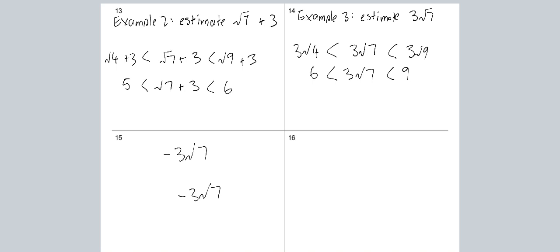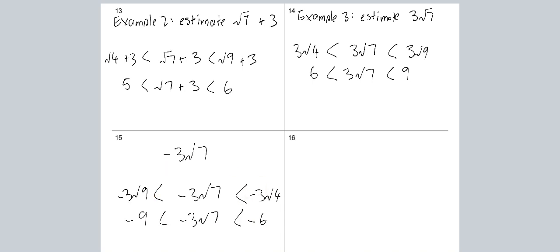So you actually have to, for root 7, put the negative 3 root 9 on that side, because negative numbers are more negative, and you'd have to put the negative 3 root 4 on the other side, right? Because negatives flip everything around, so you're flipping your endpoints there, and that'll give me negative 9 and negative 6. And you can see, I hope, with a bit of thought, that negative 9 is further down the number line than negative 6. So it does work out.